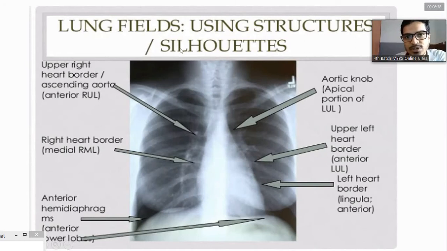And the silhouette is the silhouette. Now, what about the silhouette sign? When this border relation of the lungs and the heart is lost, then this is known as the silhouette sign. Don't get confused between the silhouette and the silhouette sign. Silhouette is this relation. When the silhouette is lost, then this is known as the silhouette sign.